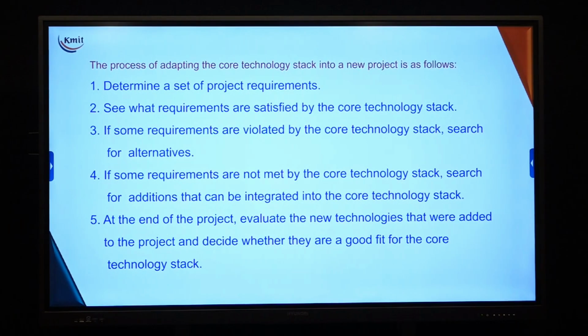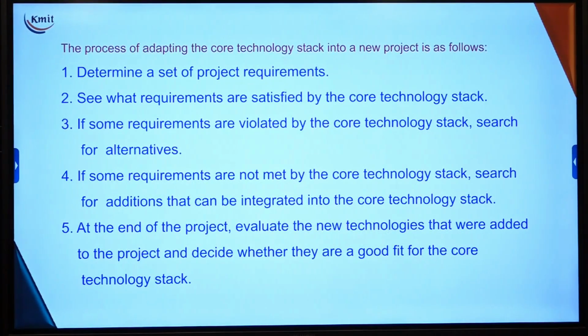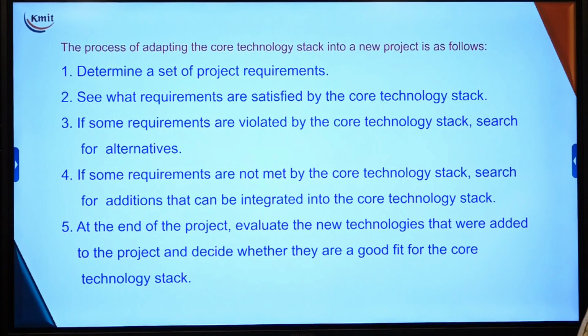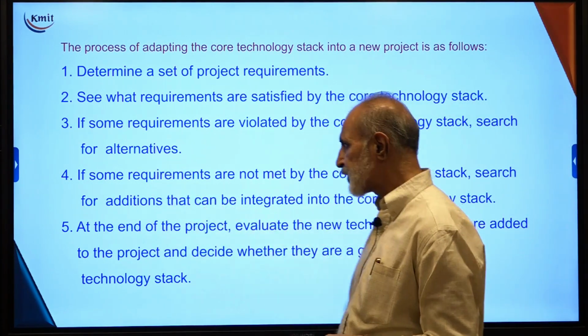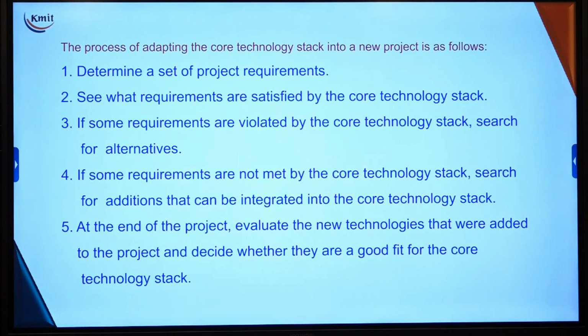The process of adopting a new technology is as follows. Determine the requirements, see what requirements are satisfied by the core technology stack, and if some requirements are violated by the core technologies, first search for an alternative, and some requirements may be used for the search of additional options for the core technology use.